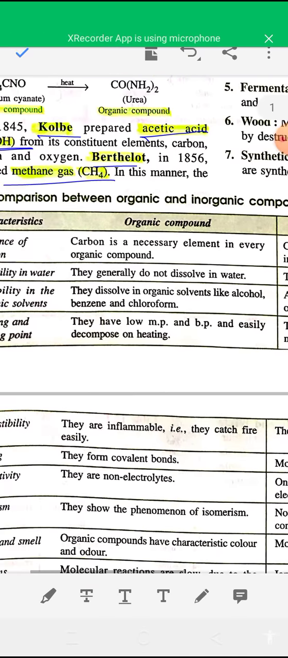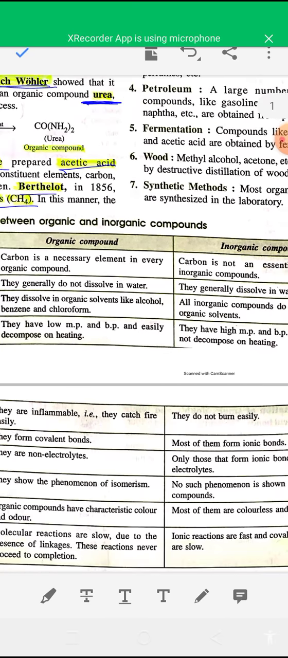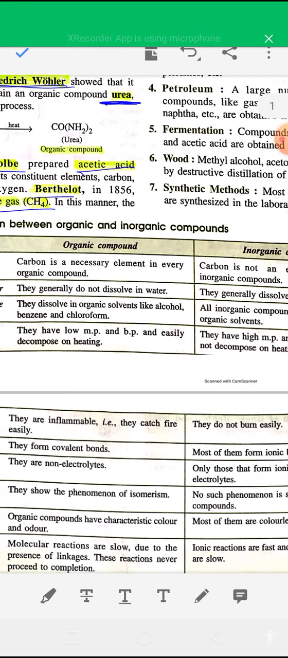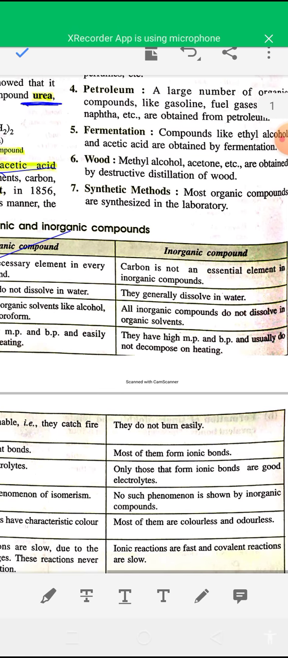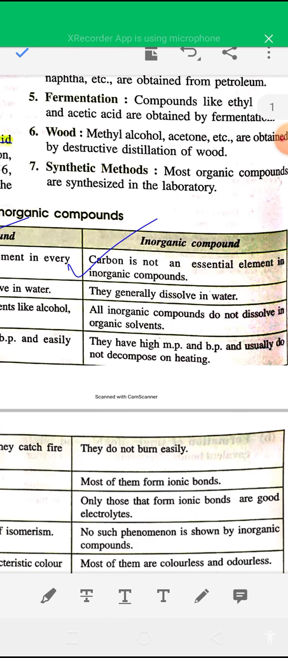Now see here, the differences between organic and inorganic compounds are given. The first difference is the presence of carbon. In all organic compounds, carbon must be present. Carbon is a necessary element in every organic compound, but in inorganic compounds, carbon is not an essential element. And remember that inorganic compounds are obtained from minerals, not from living organisms.